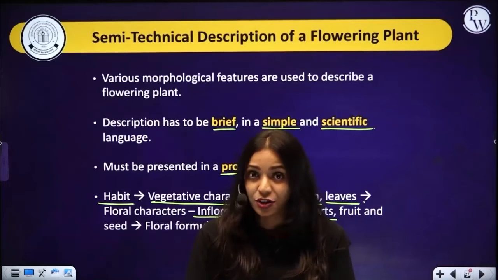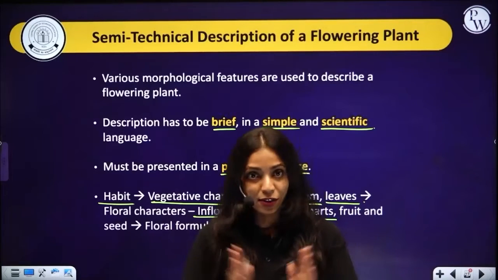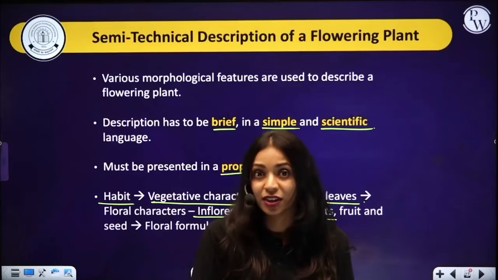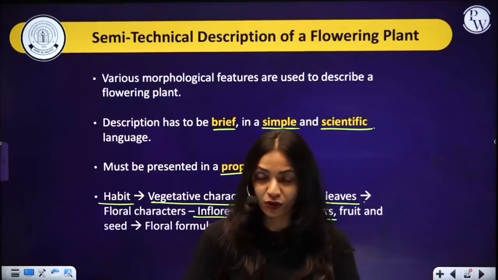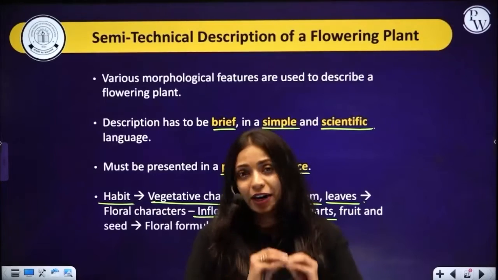Talking about the androecium next. Is it attached to some other part? Has it fused to form bundles? Then talking about the gynoecium. Is it a superior ovary, inferior ovary? How many carpels are there? All of that you have to write.